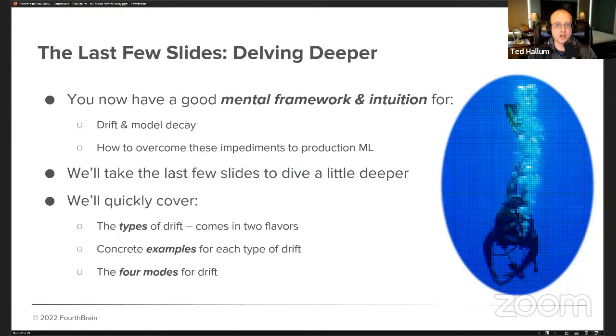Okay, so we've talked about everything that you need to know to have a good mental framework and intuition for drift and decay, and also how to go about overcoming those challenges in production machine learning. What I want to do for the remainder of the presentation is to dive a little bit deeper. We're going to talk about the two specific types of drift. We're going to talk about examples of each of those types of drift, and then the four modes that those two types of drift tend to manifest in the real world.